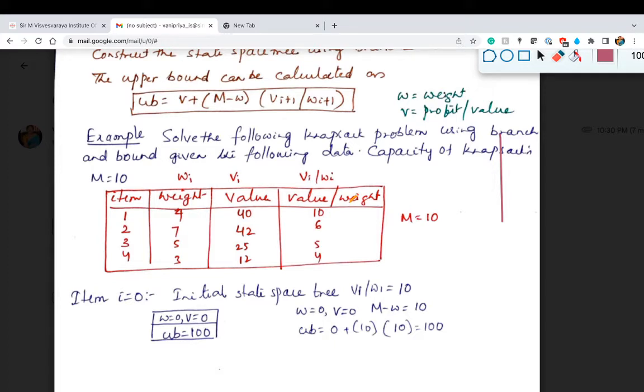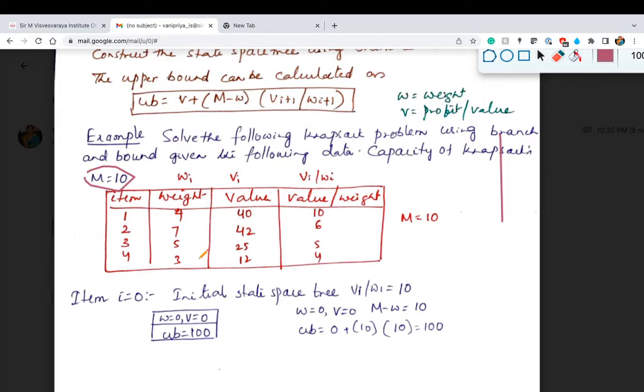Sometimes you may be given only the knapsack's capacity, item, weight and value, and you need to arrange all the items in decreasing order. But here in this question, value by weight is given directly, and all the items have been arranged in descending order of value by weight. The knapsack capacity is given as M equal to 10. So this is the problem. How do you go about it?